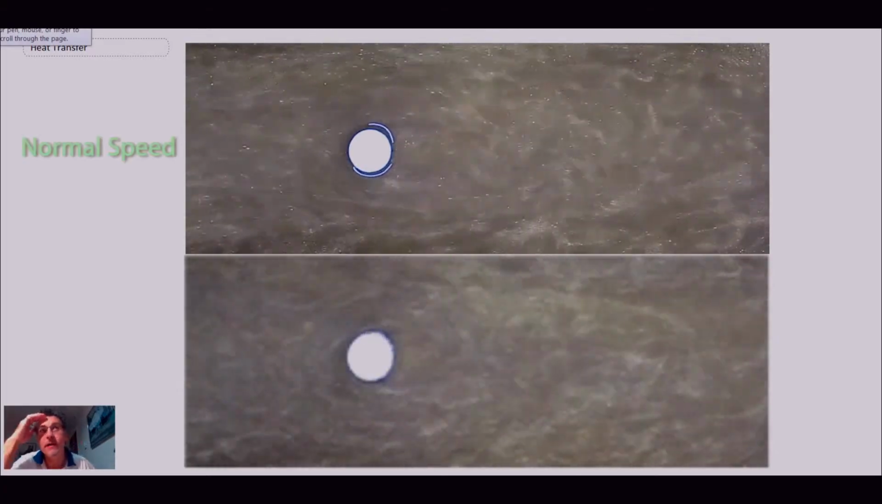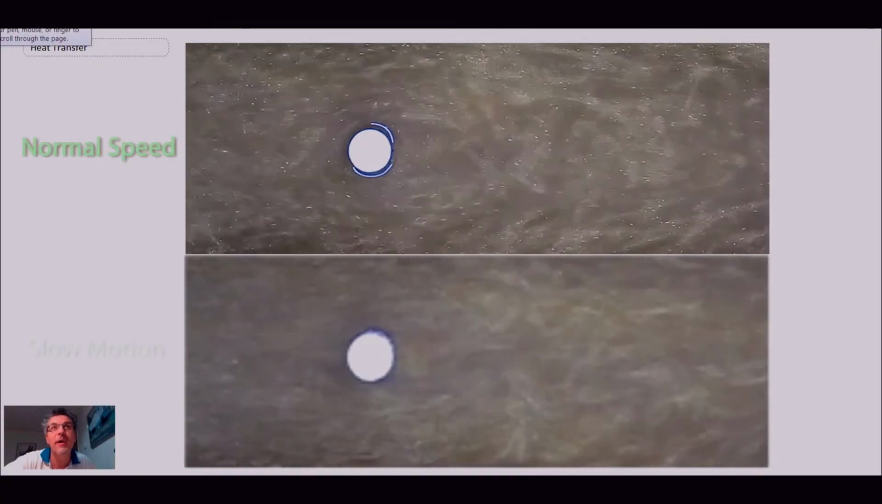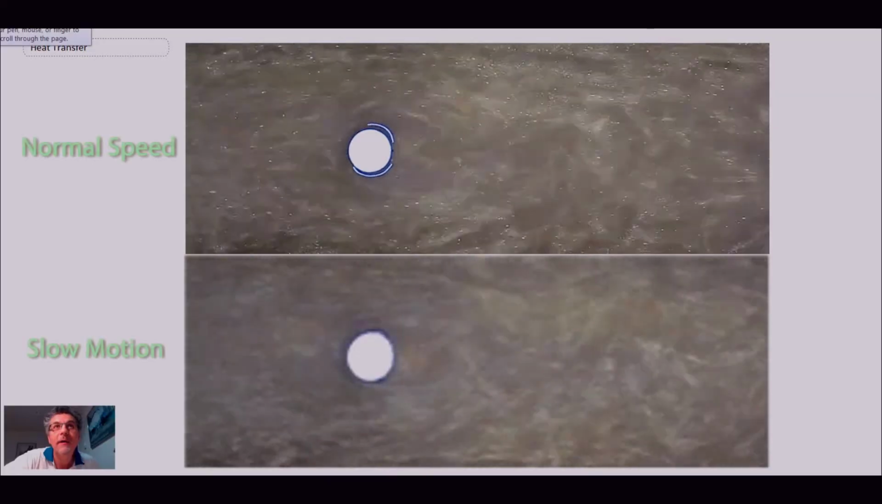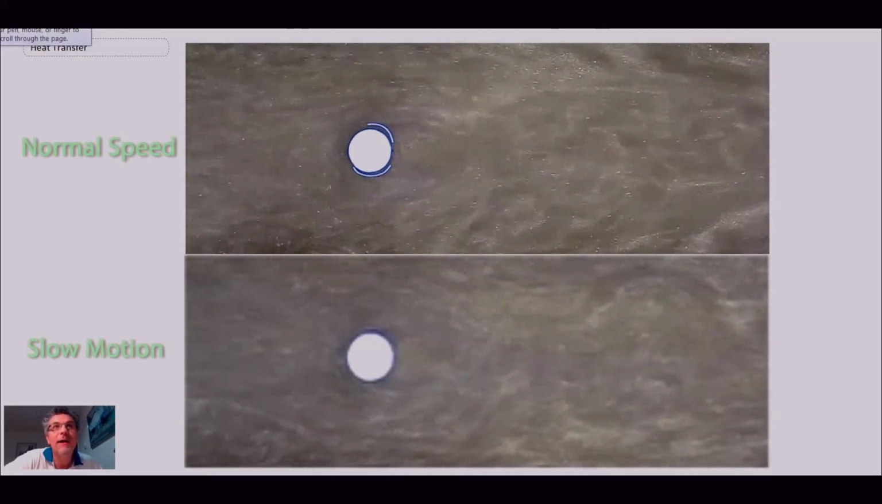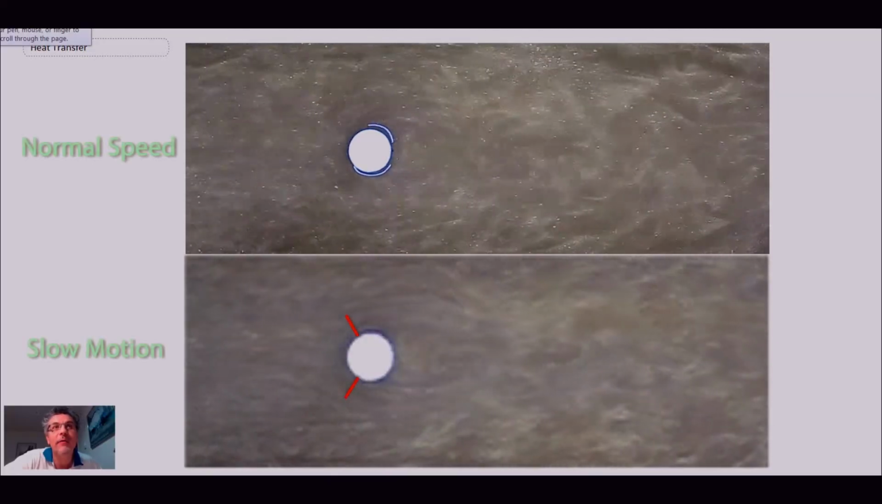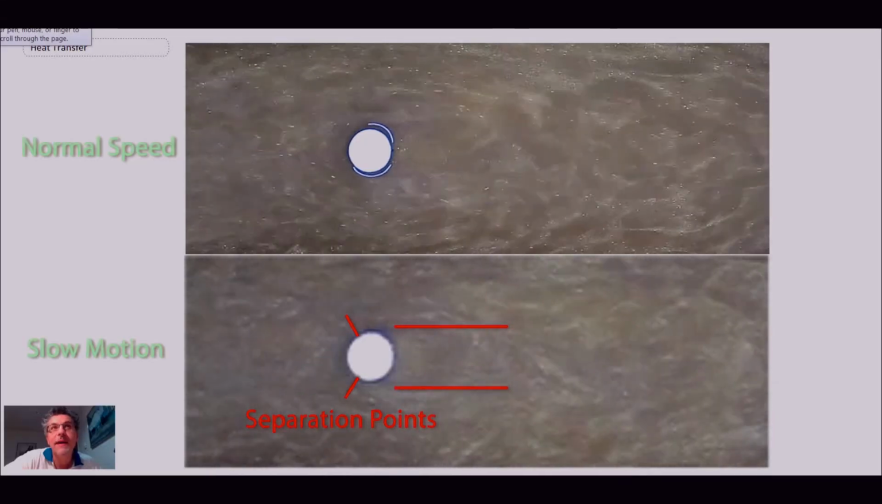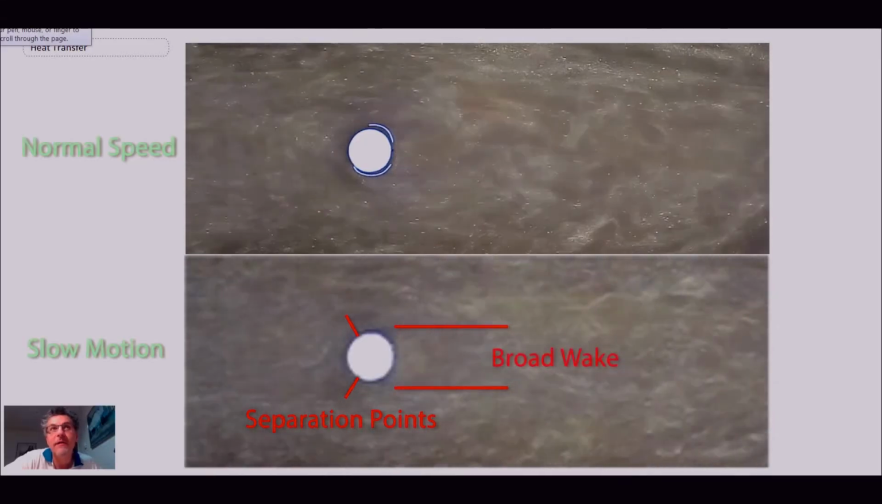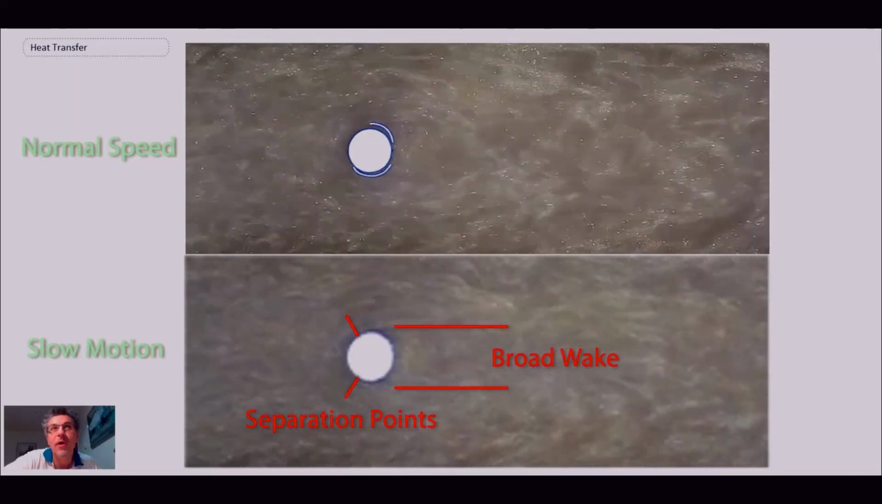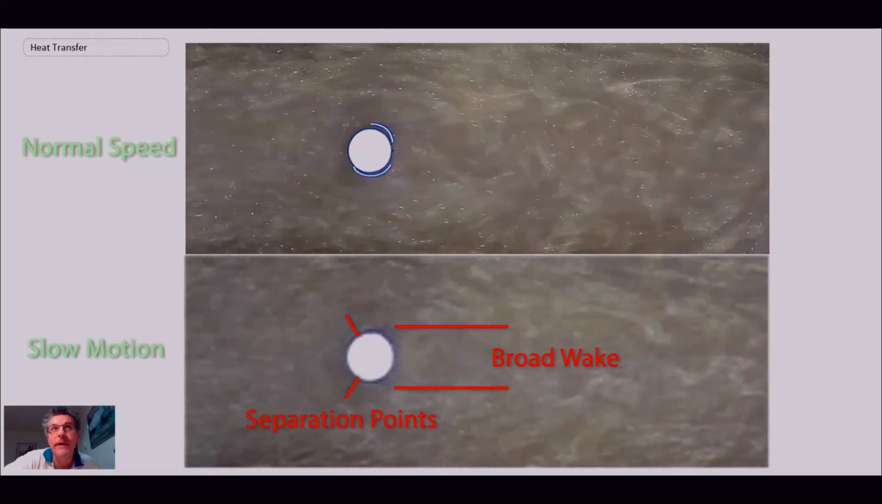What we're going to do here is take a look at flow visualization. There you can see on the top normal speed, and on the bottom I'm going to slow it down, so that becomes slow motion. You can see the red points there denote separation points. That's where the boundary layer is separating. And then downstream of there on this cylinder, we have what we refer to as a very broad wake with a strong recirculation zone.